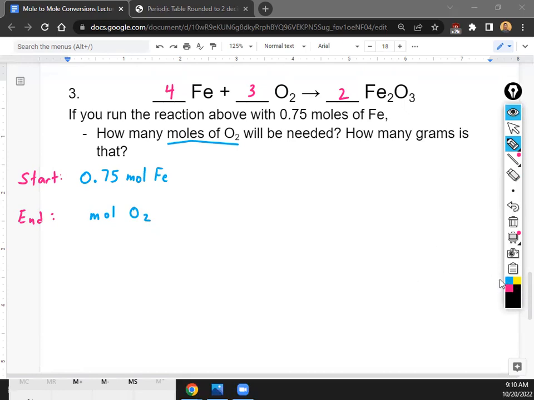All right. So we're going to do the same thing that we've been doing. We're going to take the starting number, 0.75 moles of Fe, and we're going to set up a fraction. So I want to get rid of moles of Fe. So where should I put it on the fraction? The bottom, yeah. And I want to find moles of O2. So we're going to put that on the top. Moles of O2.